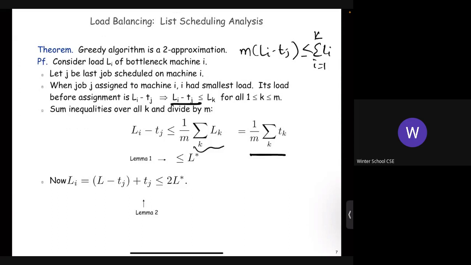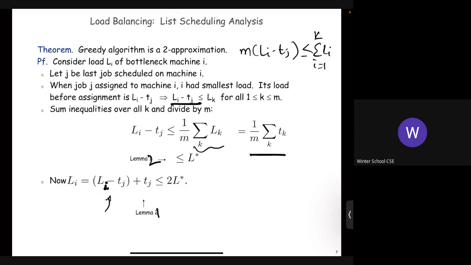And what does lemma 1 tell us? This is less than, I think, lemma 1 or lemma 2. Yeah, so this quantity is less than L star. Is that fine? Okay. Now, what is Li? Load of the ith machine is Li minus Tj, my bad, it should be Li minus Tj plus Tj. What is Li minus Tj? I showed it is less than L star, right? And Tj, any load, like any Ti, is less than L star because of lemma 2. My bad, this is lemma 2. Is that fine? Are we done? We're done.